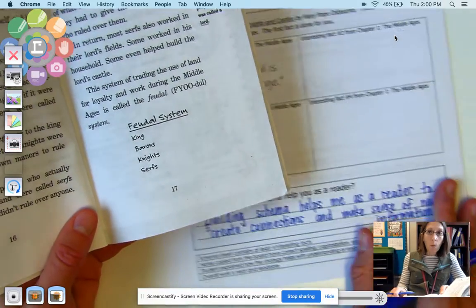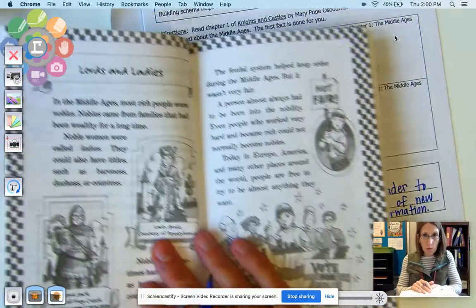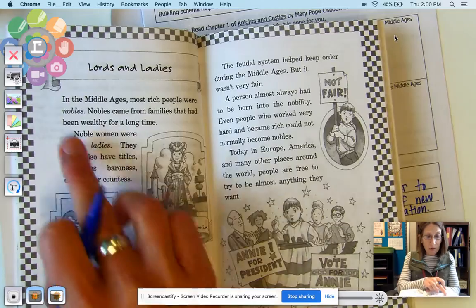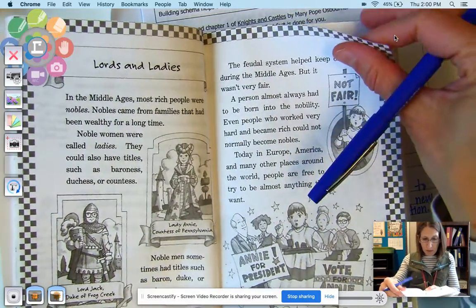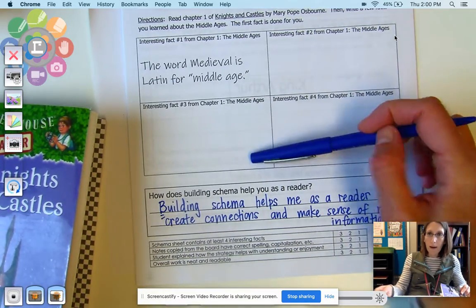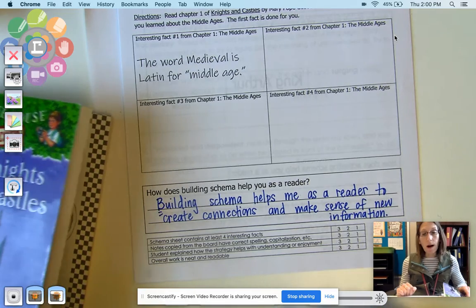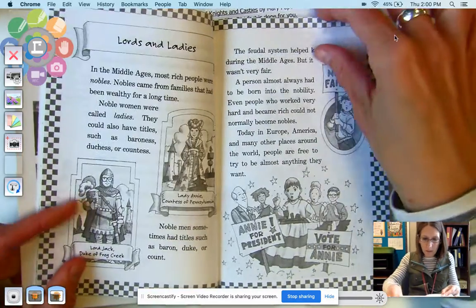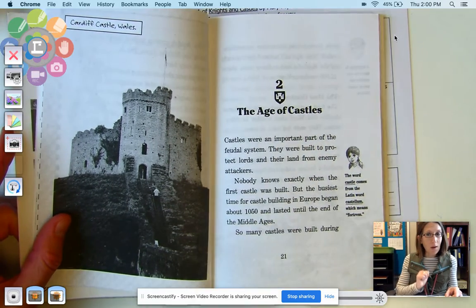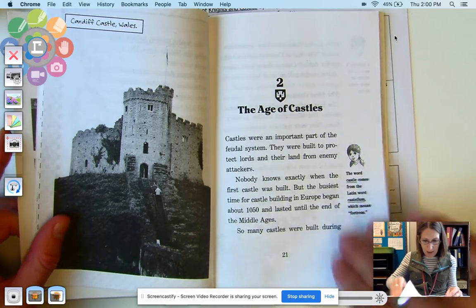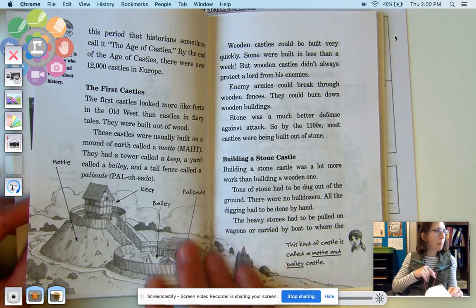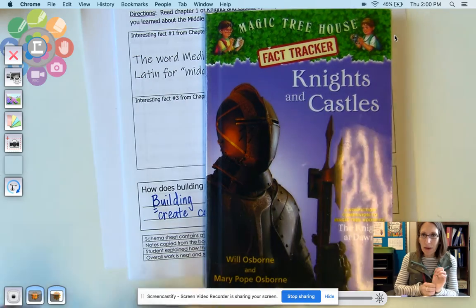All right, so what you're going to do is finish chapter 1. We just have a couple more pages. This is about lords and ladies. Oh, and the lords and ladies, they were called nobles. So we want to make sure to read that. And then you're going to finish page 1. So you're going to finish a few facts. And then after that, you're just going to read chapter 2 on your own. So chapter 2, these are kind of short chapters in here, is about the age of castles. So make sure you read that one. And it has lots of interesting information about castles. All right, so that is reading for today.